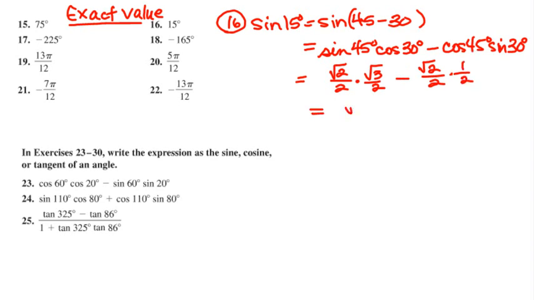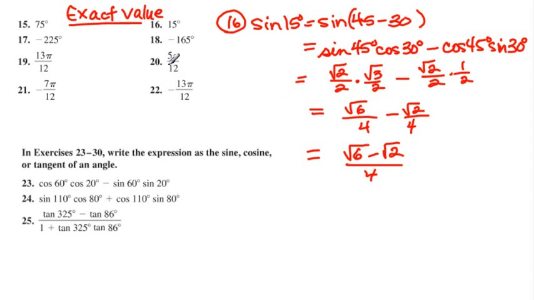So this gives us the square root of 6 over 4 minus the square root of 2 over 4. Combining those gives us the square root of 6 minus the square root of 2, over 4, because we have the same denominator, so we can combine the numerators. Now understand, I can't simplify the square root of 6 minus the square root of 2 any further, because for radicals I can only add like radicals, and these are not like. So that would be an exact value for the sine of 15 degrees.